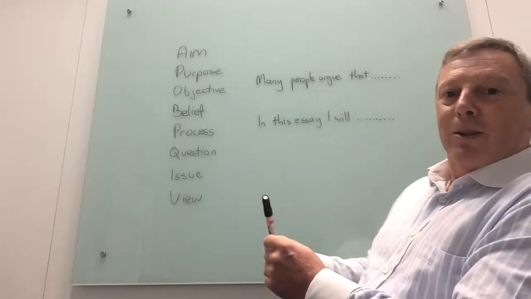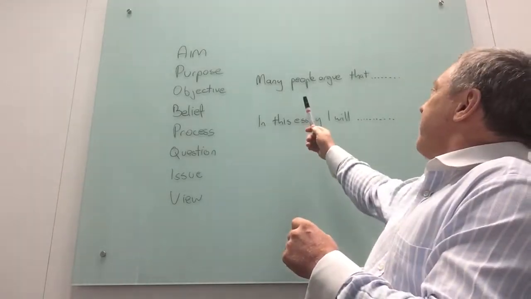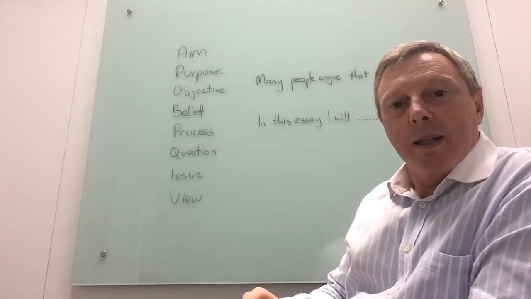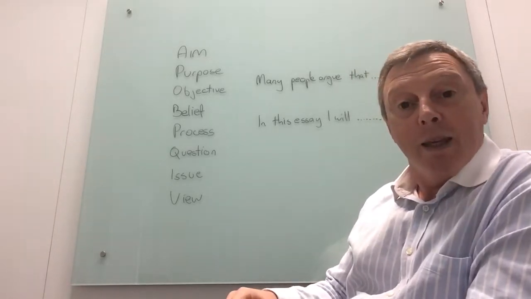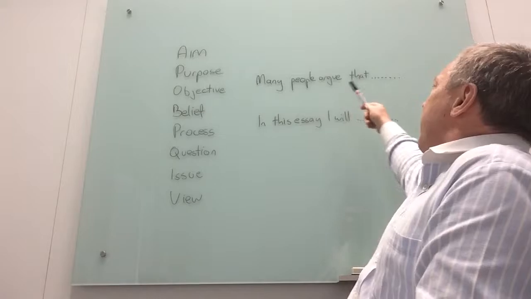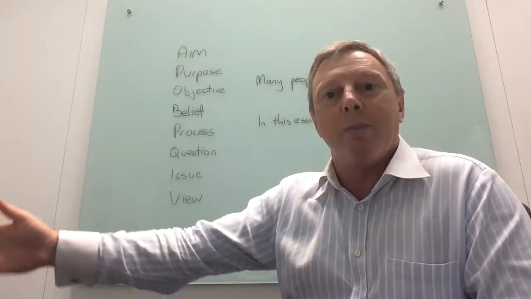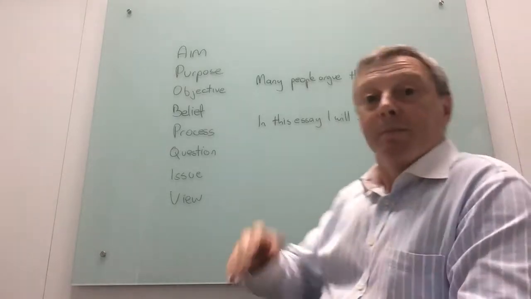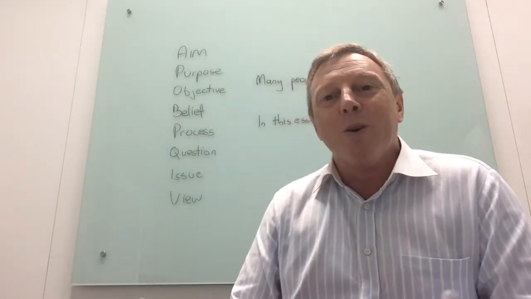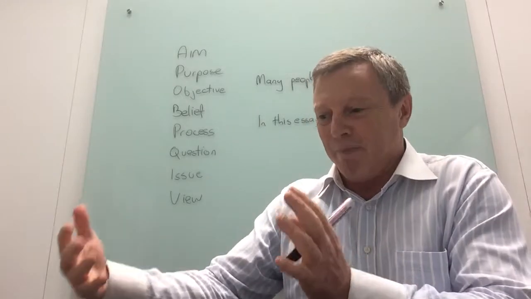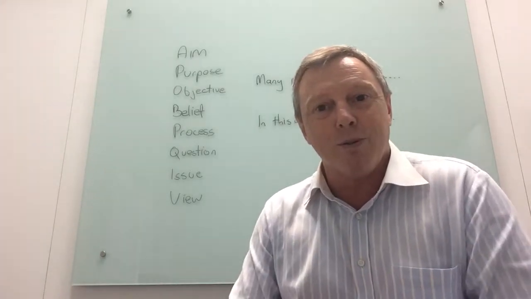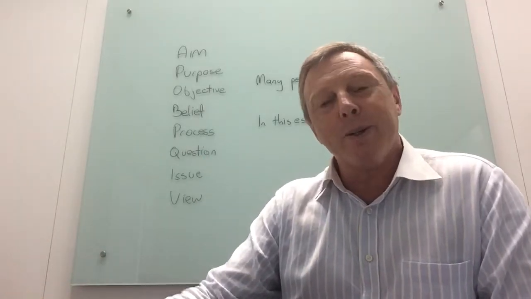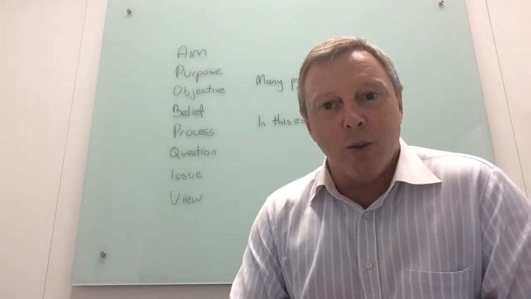Sorry, you can't see. So I've written on the board behind me here a couple of lines that you would very typically find in a piece of task 2 writing in the introduction. Many people argue that blah, blah, blah. And then in this essay, I will blah, blah, blah. And so this is a solid approach to IELTS writing, and it's entirely appropriate. But language like that's never going to get you a 9.